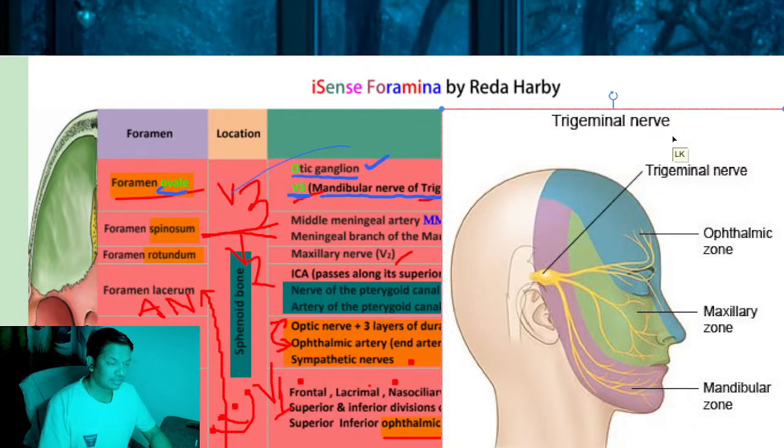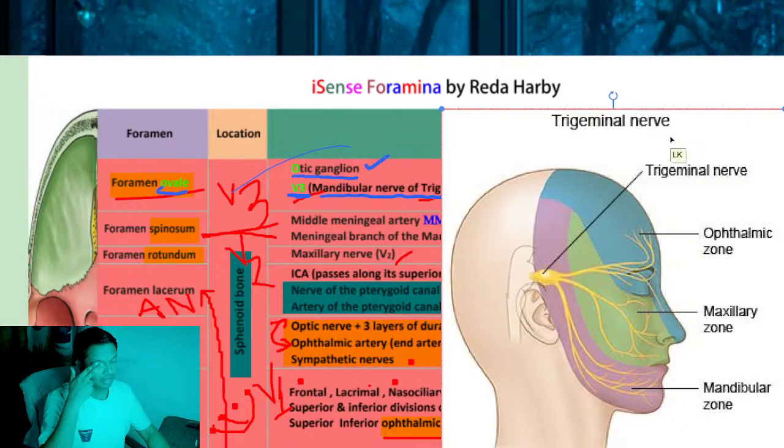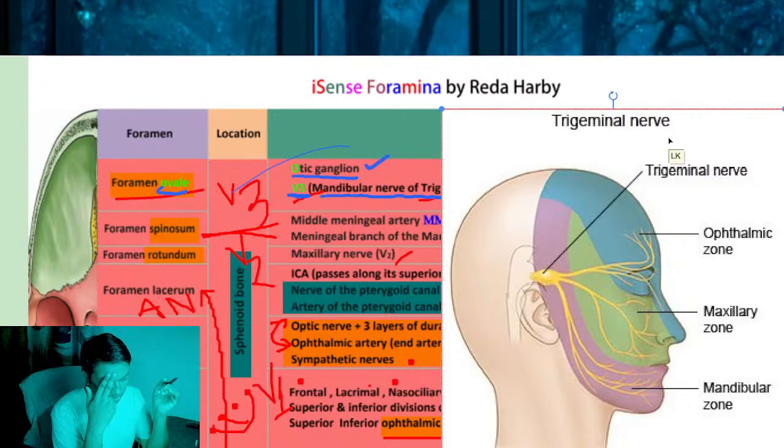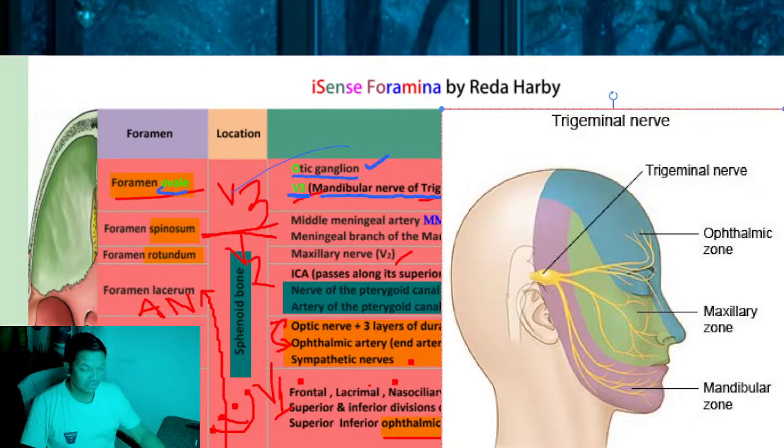One goes to the upper part of the eye, that is the ophthalmic division. Then one part in the maxillary division and one part in the mandibular division. So the ophthalmic division is called V1, the maxillary division is called V2, and the mandibular division is called V3. From foramen ovale, we have V3, the mandibular division of the trigeminal nerve.